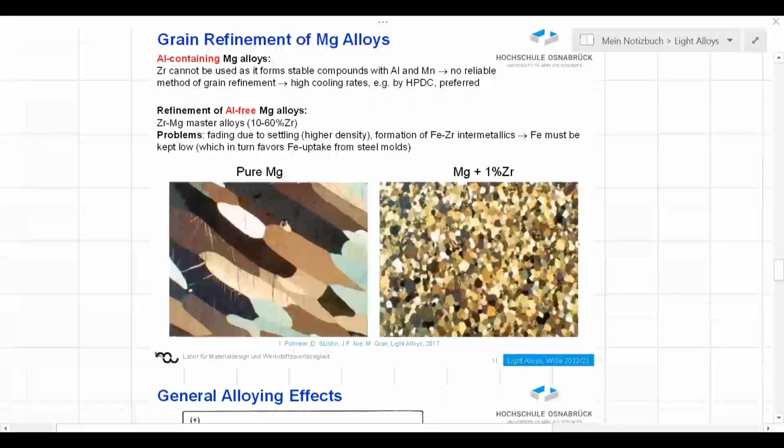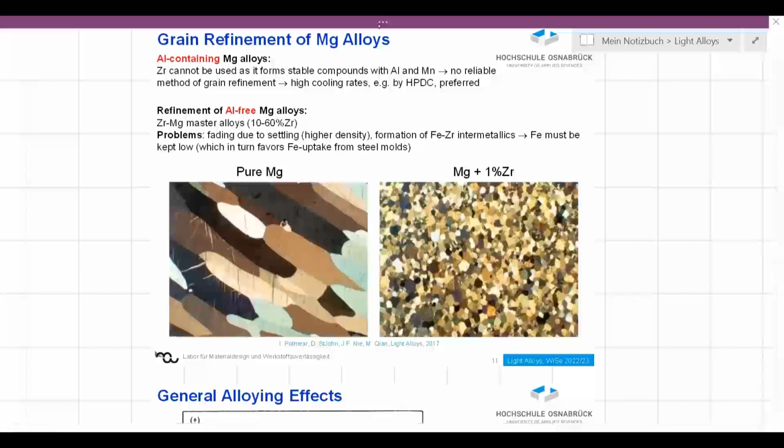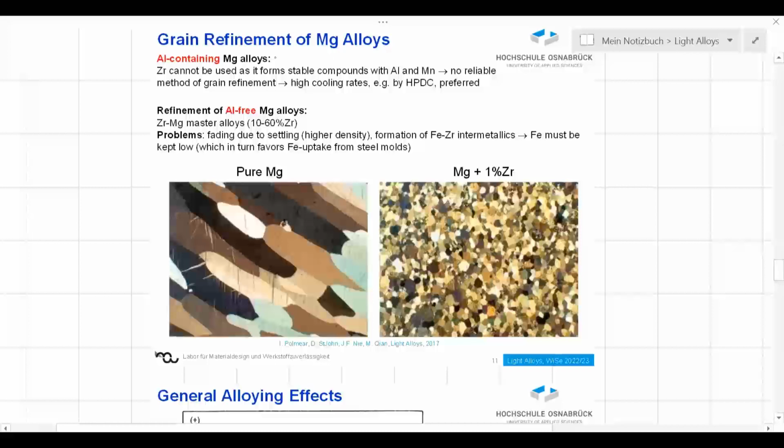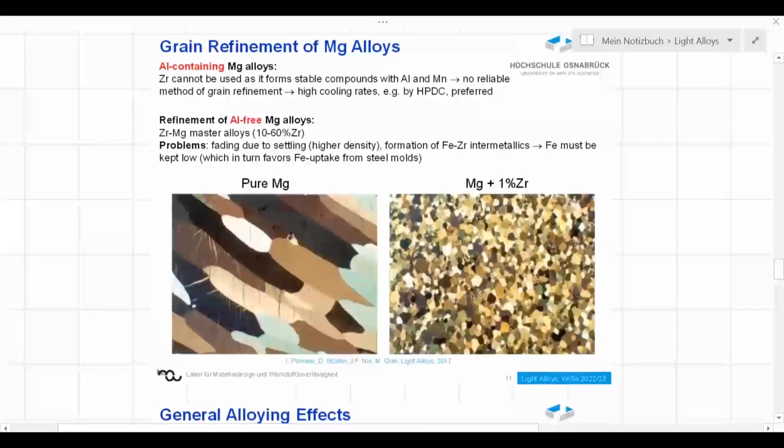But we could get a situation where every grain and every neighbor grain has a different orientation and it responds differently to the external load. And by that, we could get a good compatibility of deformation of grains and a better ductility. So it makes sense to think about grain refinement. And let's see some of the considerations and also challenges associated with that. If you're dealing with magnesium alloys, let us begin with this one, with aluminum-free magnesium alloys.